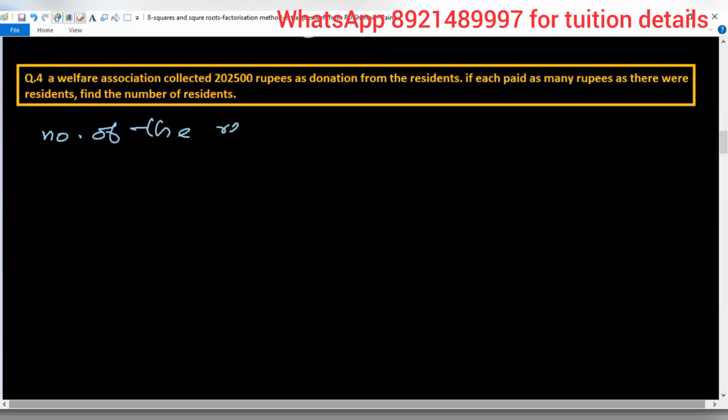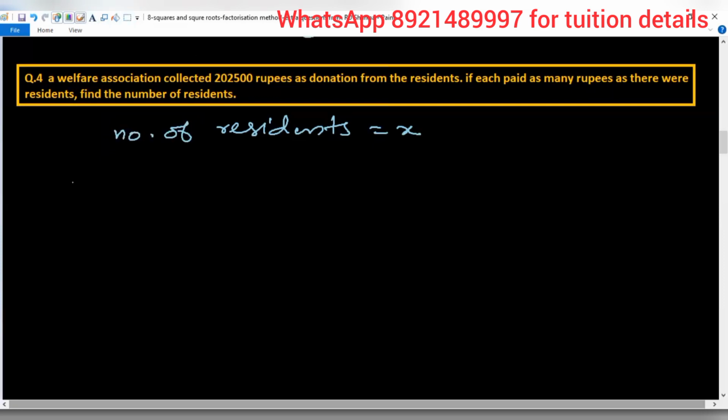number of residents is equal to X. So what is the question? Each paid as many rupees as there were residents. So if the number of residents is X, then the rupees donated by each of them is X, right?